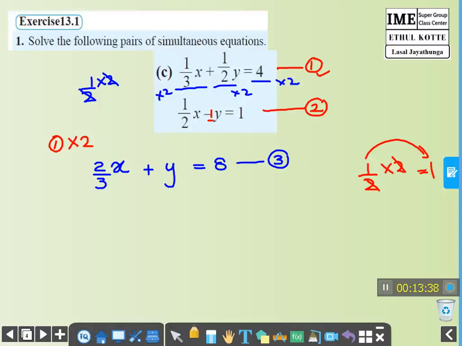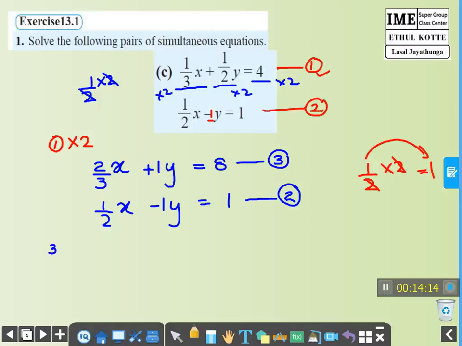Now again I will take the second equation. Half x minus y equals 1. This is still the equation 2. Now analyze these two equations. Here plus y minus y. Plus y minus y. Their coefficients when you consider, 1, 1, 1. So plus 1 minus 1. How can you cancel them? By adding or subtracting? By adding. Right. So we'll add them.